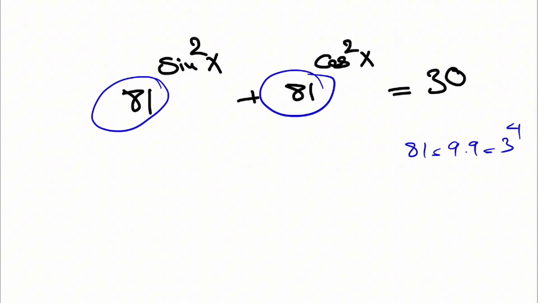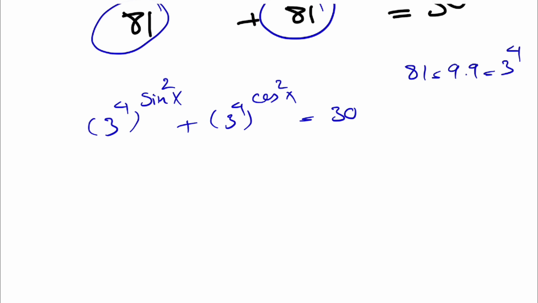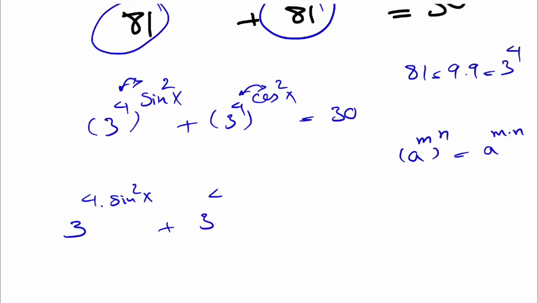So basically we have 3 to the 4 to the power of sine squared of x plus 3 to the 4 to the power of cosine squared of x is equal to 30. From the laws of the exponent, we know when we have a to the m to the n, this will be equal to a to the power of m times n. So that's the scenario in here. We can multiply each of these two. So basically we have 3 to the power of 4 times sine squared of x plus 3 to the power of 4 cosine squared of x is equal to 30.